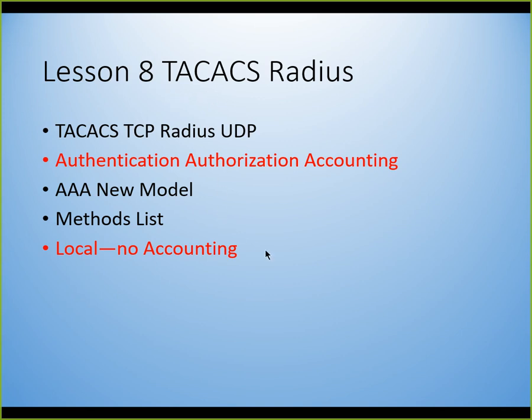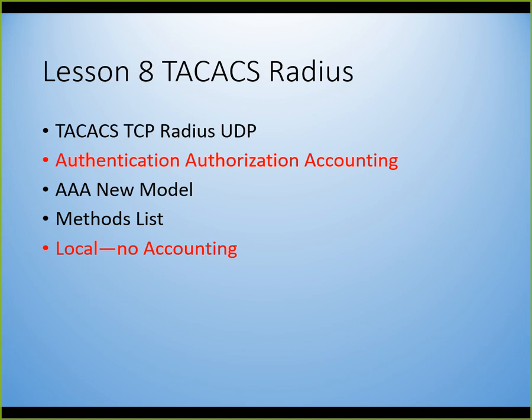Lesson 8 was TACACS and RADIUS. TACACS used TCP, RADIUS used UDP, for authentication, authorization, and accounting. We can do accounting on the 2 servers here. If we use local authentication, there was no accounting available. In order to get to this, we use the aaa new-model command.